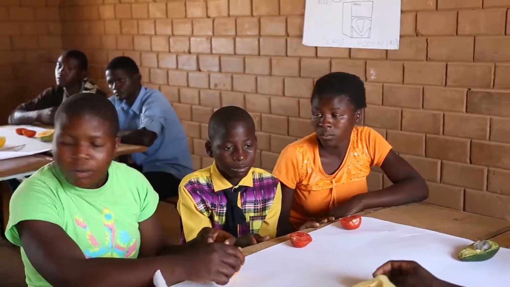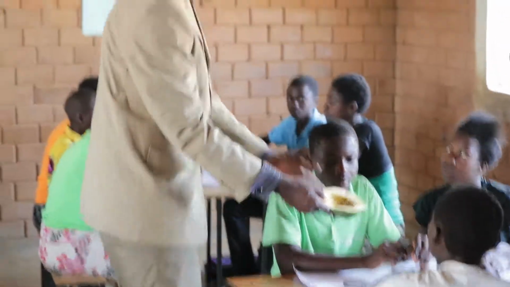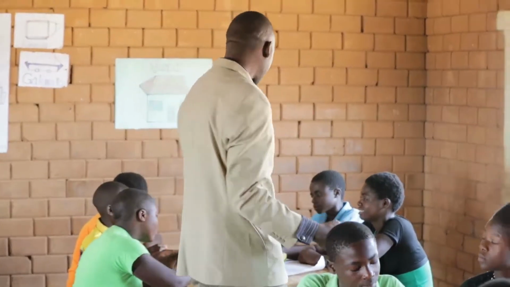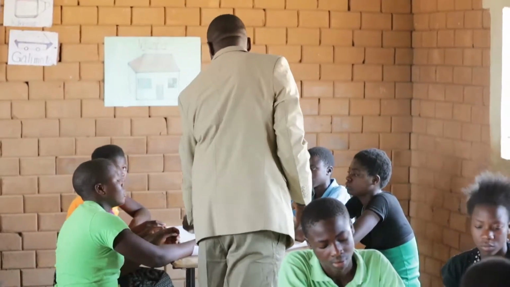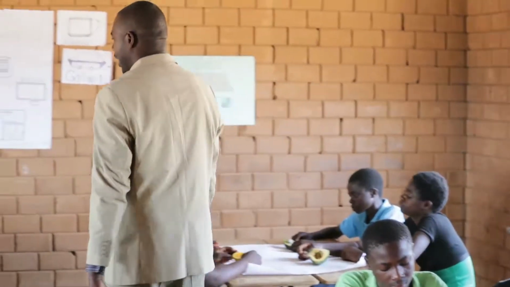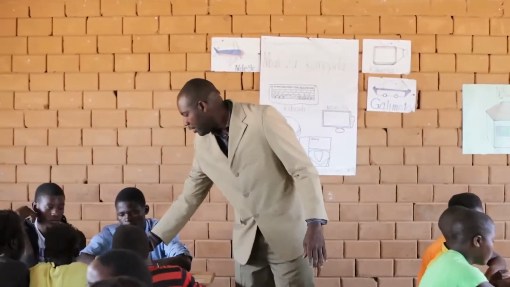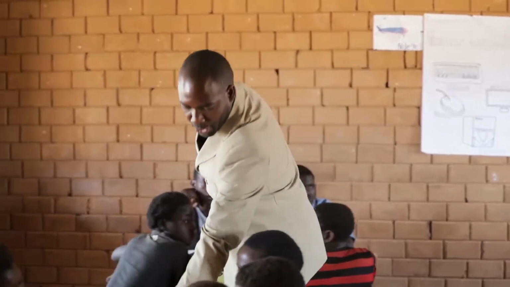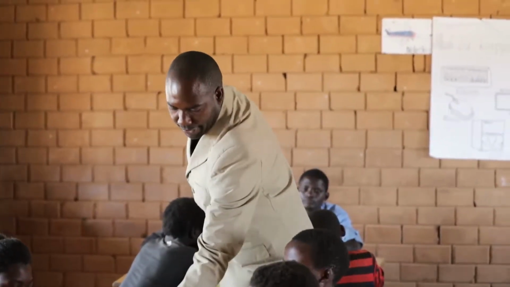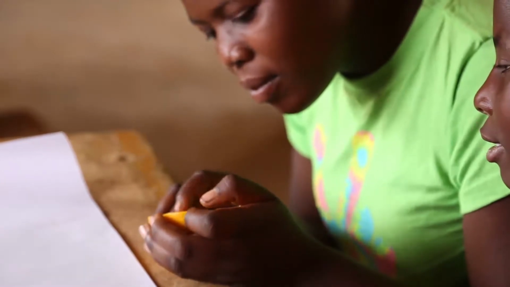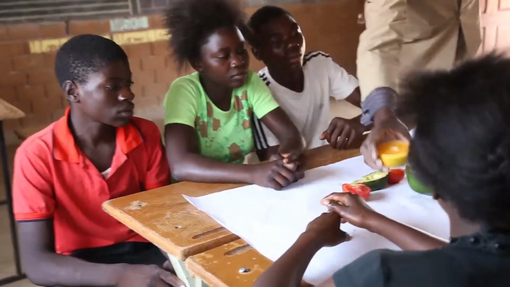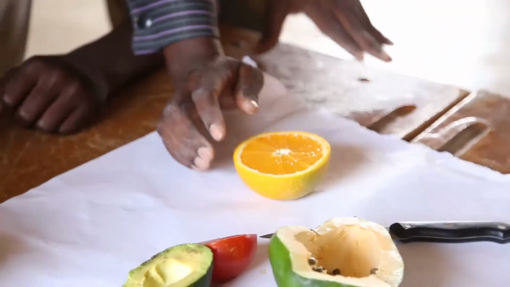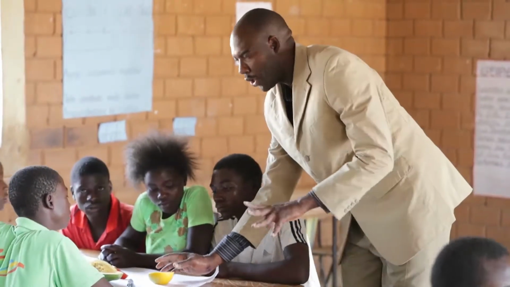No. Let's see. Are the seeds for purples the same with the seeds for tomatoes? No. Okay. Are the seeds for oranges the same with avocado? No. Are the seeds for purple the same with oranges? No. Are the seeds for tomatoes the same with avocado? No. Okay, so when you look at the orange that we've cut, it has got very tiny, very small seeds. Take a look at it.